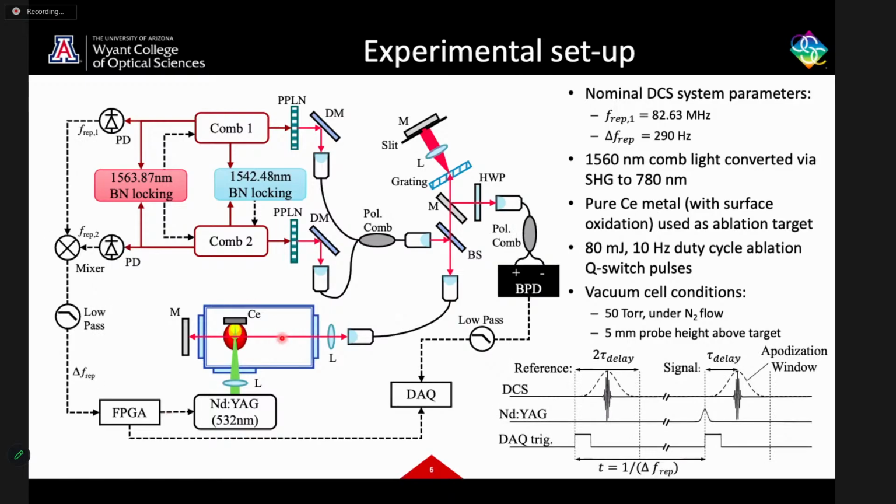Now, in order to achieve temporally resolved measurements from this experiment, we need some way to synchronize our ablation discharge with our dual comb interferograms. This is achieved through an FPGA delay, where we detect our repetition rate difference and use that to synchronize our YAG discharge to a pair of dual comb interferograms, such that we're able to collect a reference interferogram right before the ablation discharge and a signal interferogram with a tunable delay with respect to the ablation discharge.